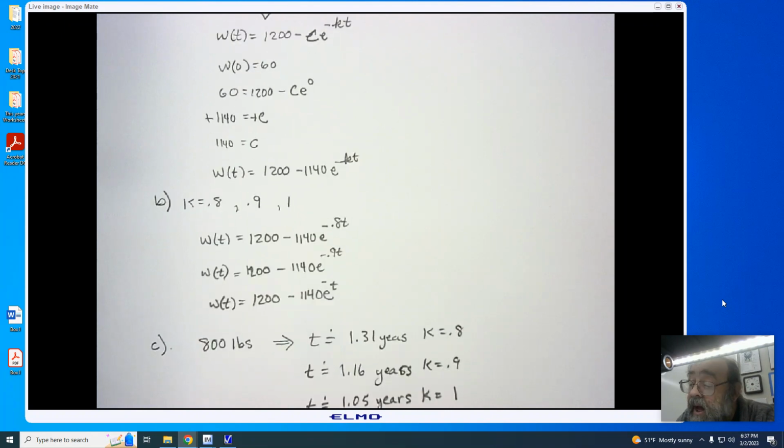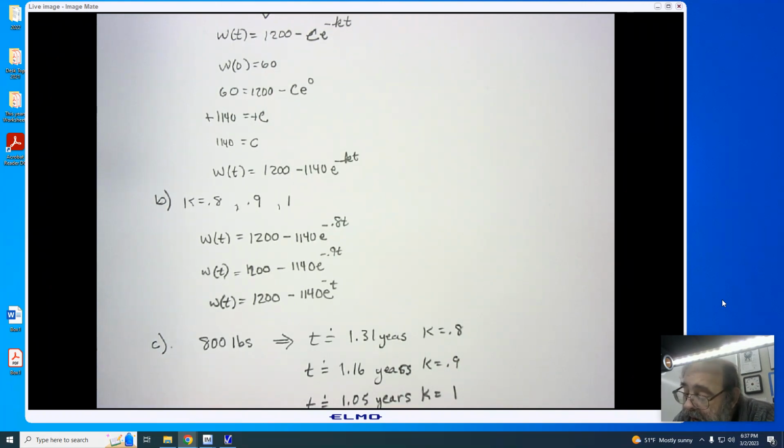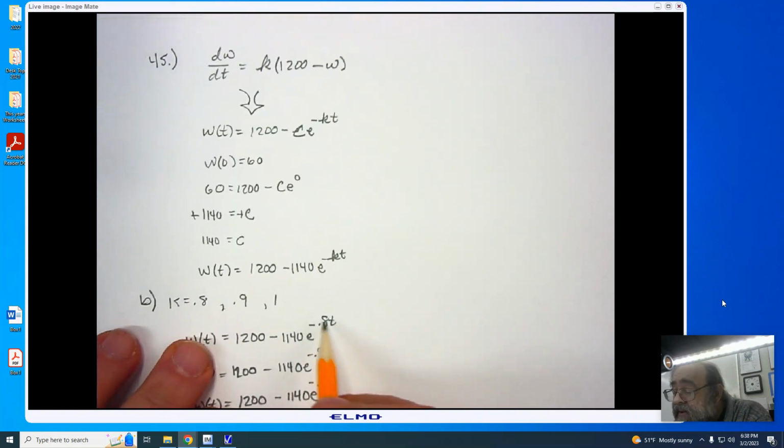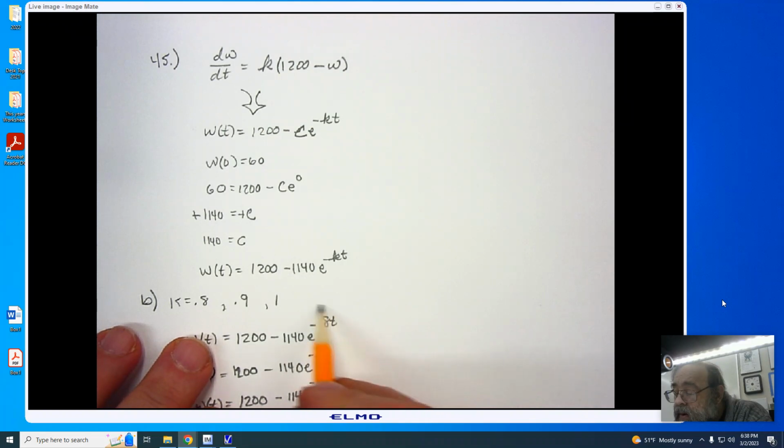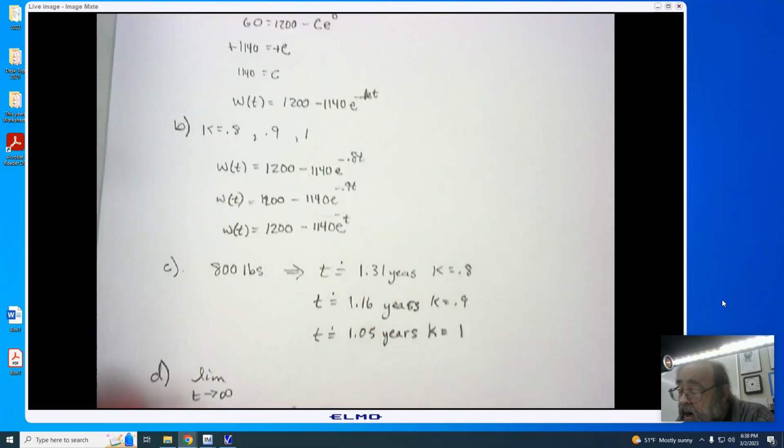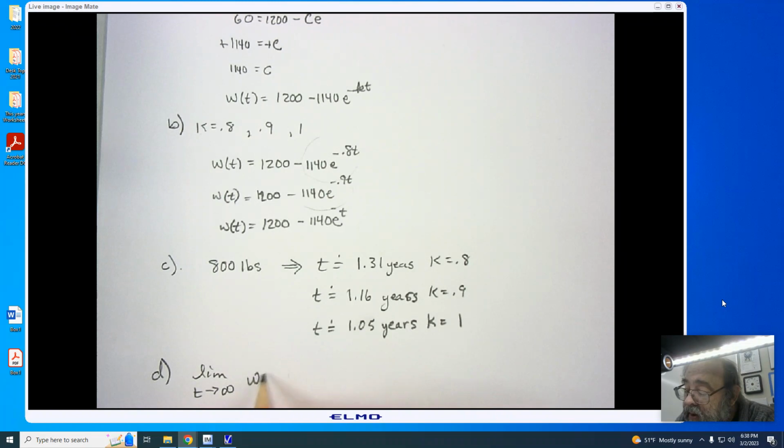The final question in number 45 is saying, what's going to be the maximum weight? Well, the maximum weight is the limit as our time approaches infinity for each of these equations, and you'll notice that means that this is slowly going towards 0. In each case, we take less and less away. Because of that, we know that our maximum for this W of t is 1,200 pounds. And that's number 45.